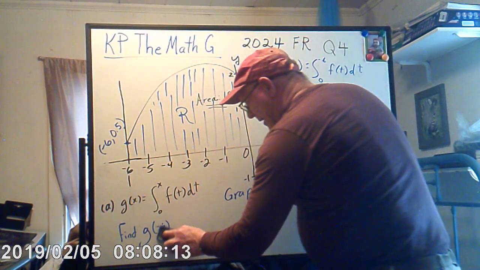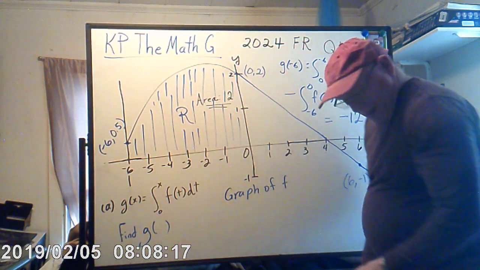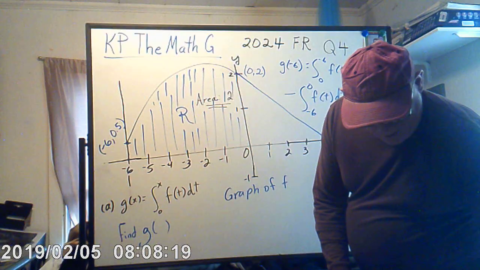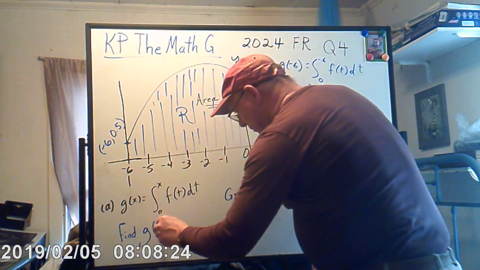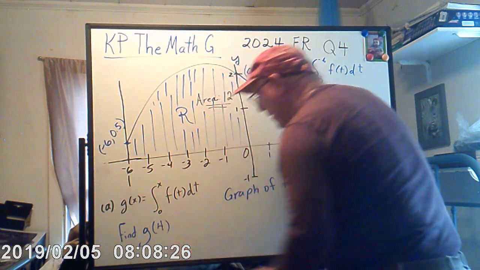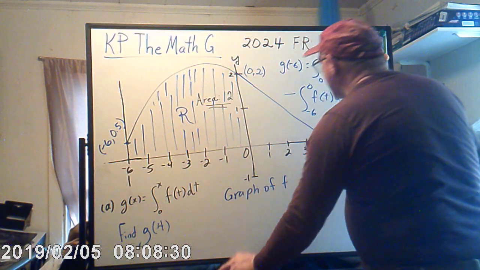Now what we're going to do next, I think it says find g at 4. Is that what it is? G at 4. Okay, so g at 4. Now again, what we want to do is, we'll erase this.